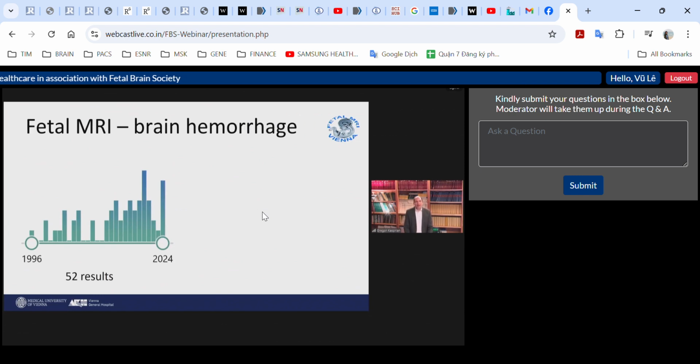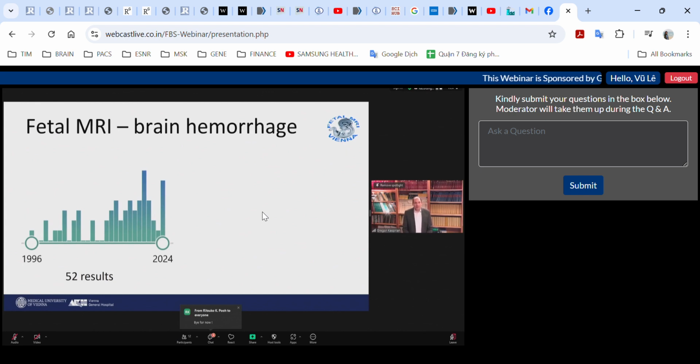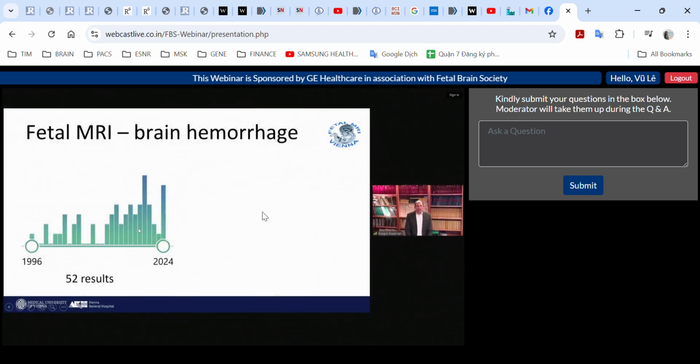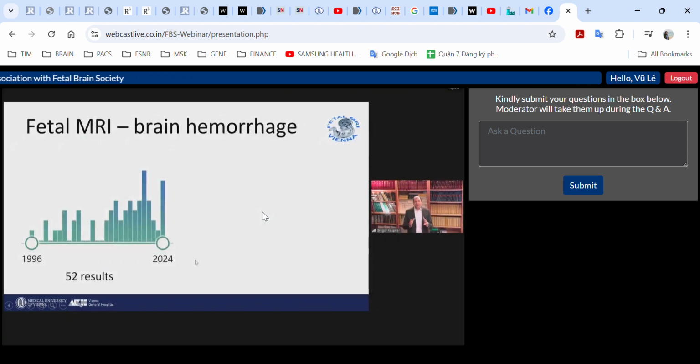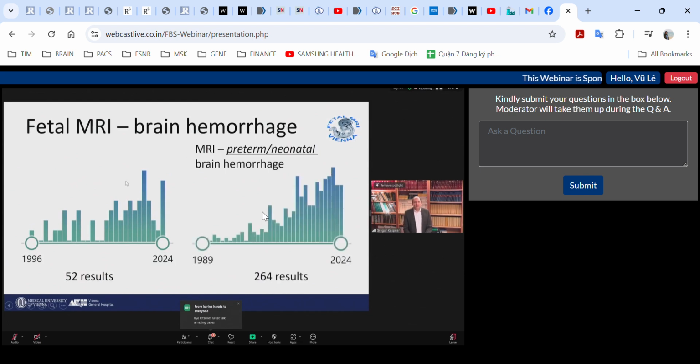With MRI of fetal brain hemorrhages we actually do not know a lot. If you go into the literature and PubMed, you will find about 52 results, which is not a lot, and most of them being published in the last 3-4 years. However, there is a field where we know a lot of MRI and hemorrhages. That is the field of neonatal MRI.